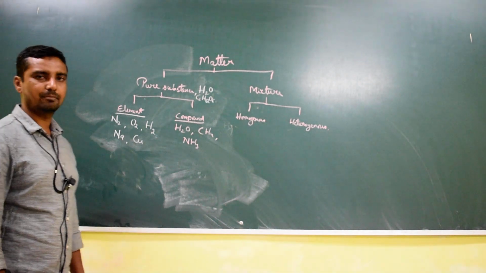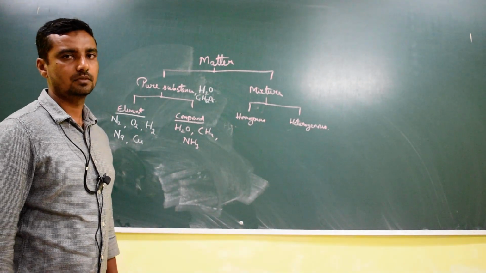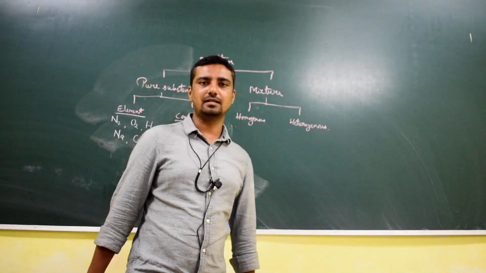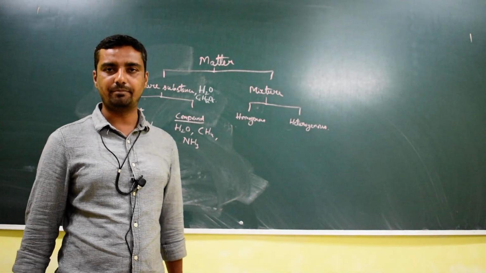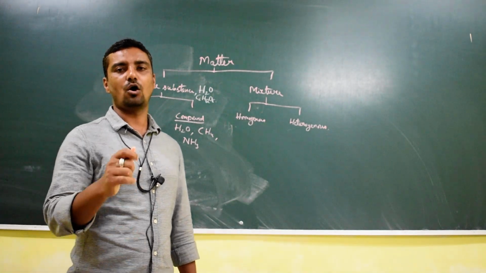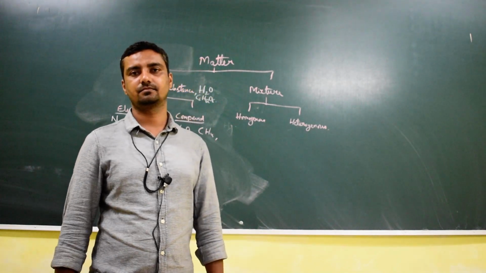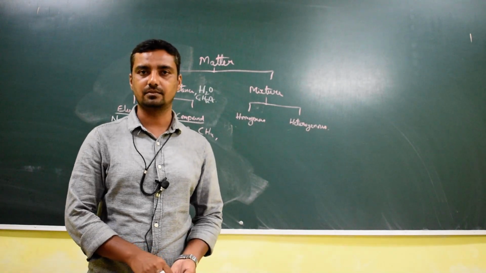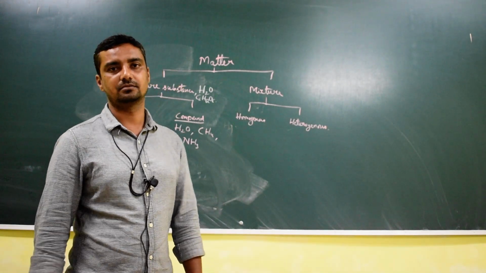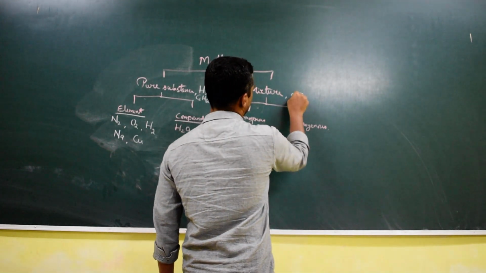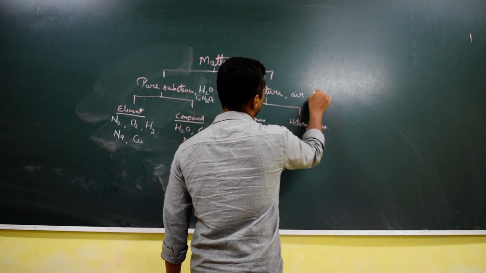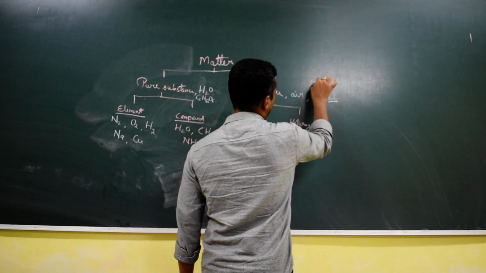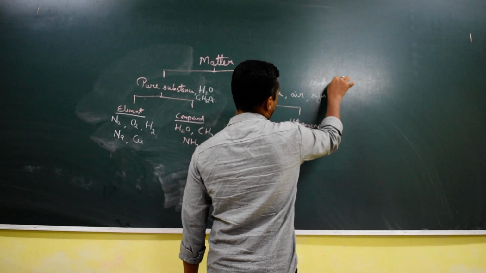And compounds are made up of two or more atoms. Now coming to the mixture. Mixtures are those where the constituent particles can be separated by simple physical methods. For example, air is a mixture, and then the sugar solution, and crude oil. These are mixtures.